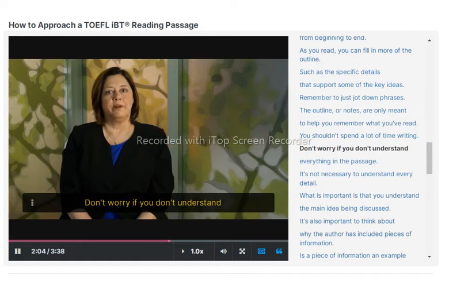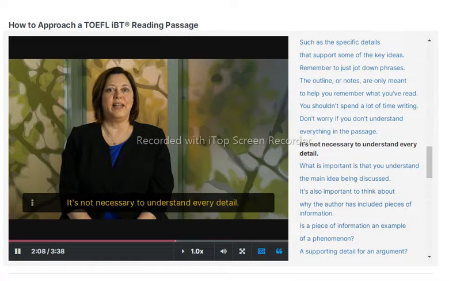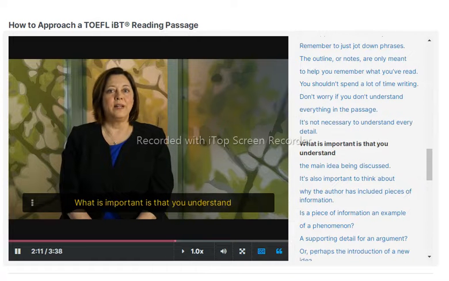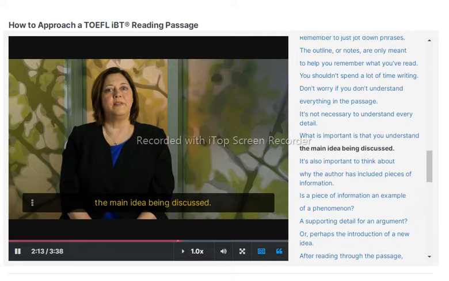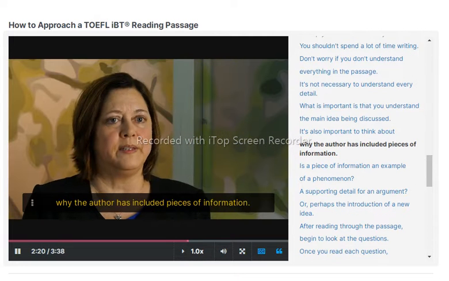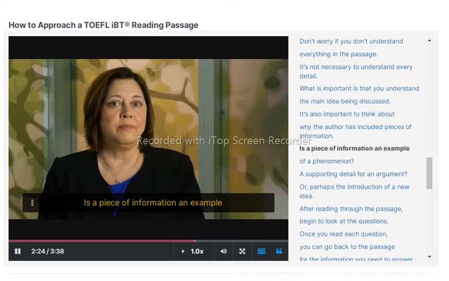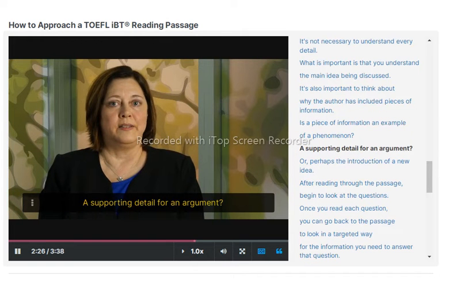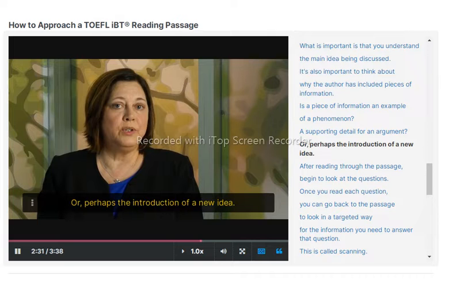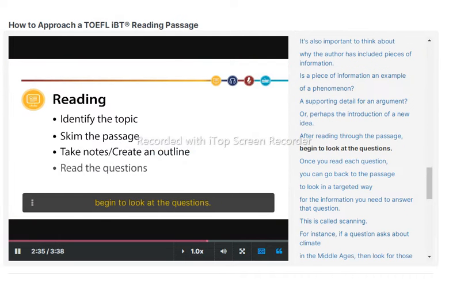Don't worry if you don't understand everything in the passage. It's not necessary to understand every detail. What is important is that you understand the main idea being discussed. It's also important to think about why the author has included pieces of information. Is a piece of information an example of a phenomenon, a supporting detail for an argument, or perhaps the introduction of a new idea?